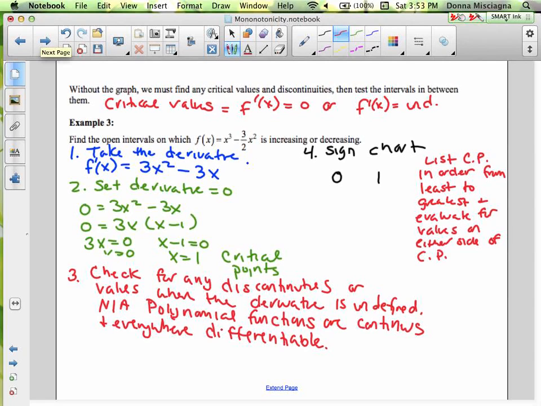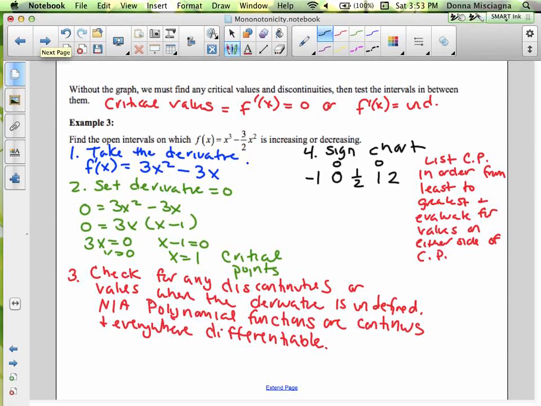All right, so we've got 0 and 1. This is where our derivative was 0. So we need a value less than 0. How about -1? We need a value between 0 and 1. I guess that's going to have to be 1/2. And then we need a value greater than 1, and that's 2.